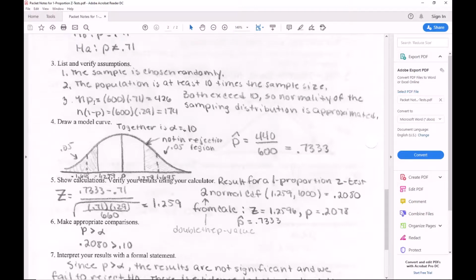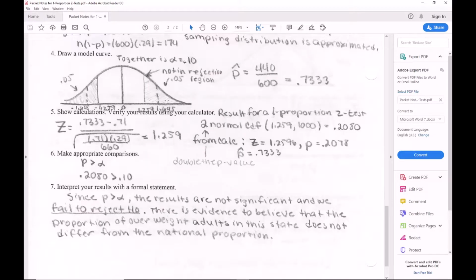N times P naught is 600 times 0.71, or 426. And I left the naught off; you can do that if you want. And then N times 1 minus P is going to be 174. So both exceed 10 and you're good for normality. Okay? All right, model curve.